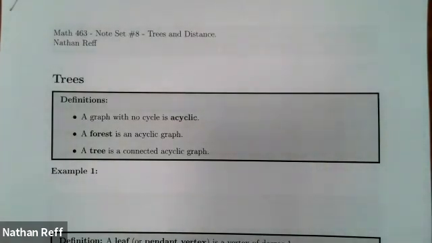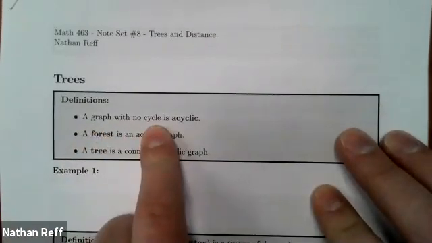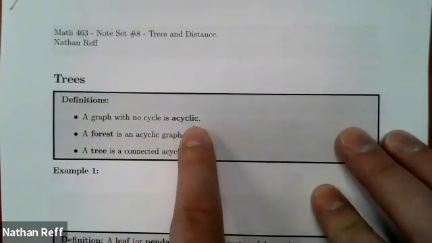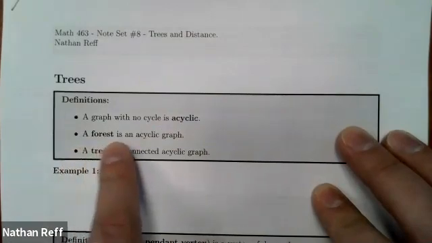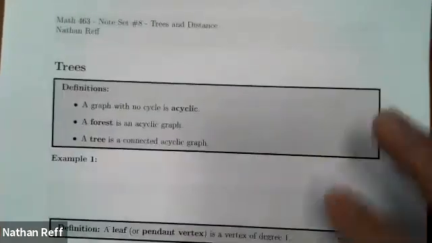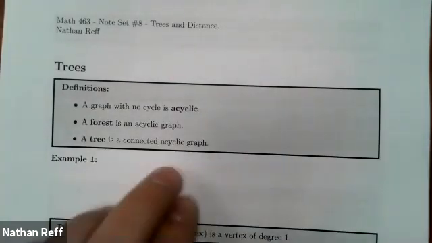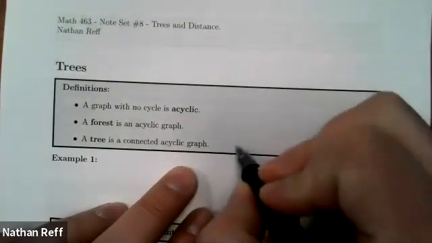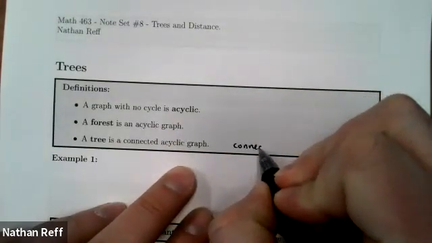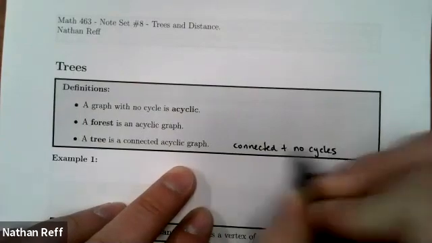Okay, so trees have a fairly simple definition. A graph with no cycles is acyclic, okay? And a forest is an acyclic graph, and a tree is just a connected acyclic graph. So in other words, a tree is just connected plus no cycles, right? Connected plus no cycles. So acyclic.